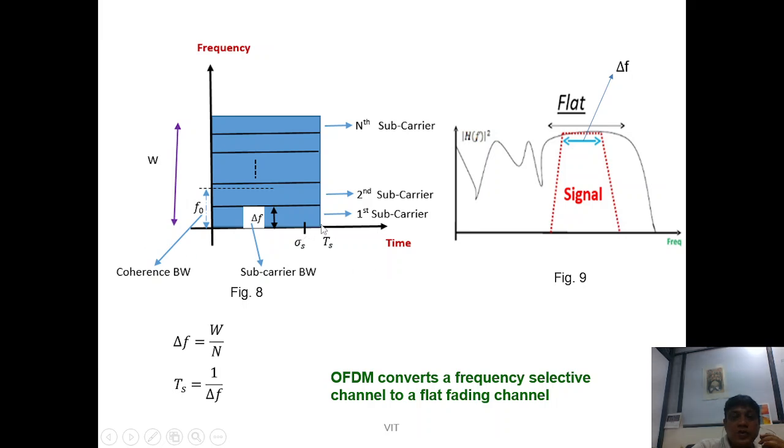Now you can see that since TS is greater than sigma S, there will be no inter-symbol interference. That is reflected in this figure. This is the delay, and this is the coherence bandwidth. My transmission bandwidth is now less than the coherence bandwidth, so it will not face channel gain fluctuations. The signal will not be affected too much, meaning the channel becomes flat for this transmission. So OFDM converts a frequency selective fading channel to a flat fading channel.